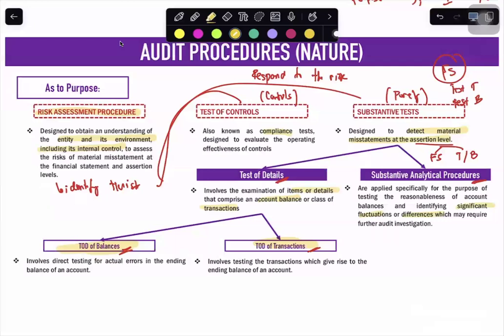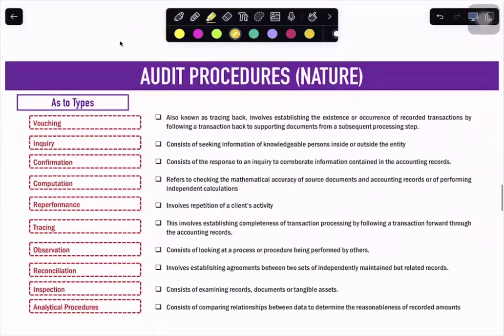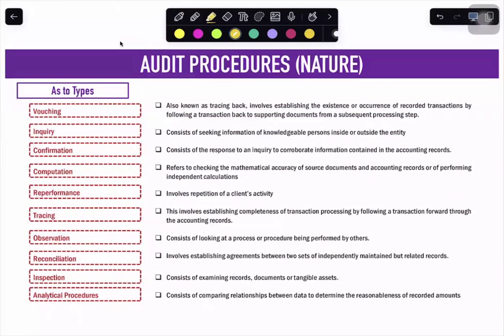Now, let's look into our audit procedure as to type. As I told you earlier, these are the different types of audit procedure. It could be IOI, your trifecta: inquiry, observation, or inspection. Sir, why is it called trifecta? Because whatever is the purpose of the audit, you always use this IOI. Especially in test of controls, it's purely IOI. So in whatever nature you have, your IOI, that is your type.